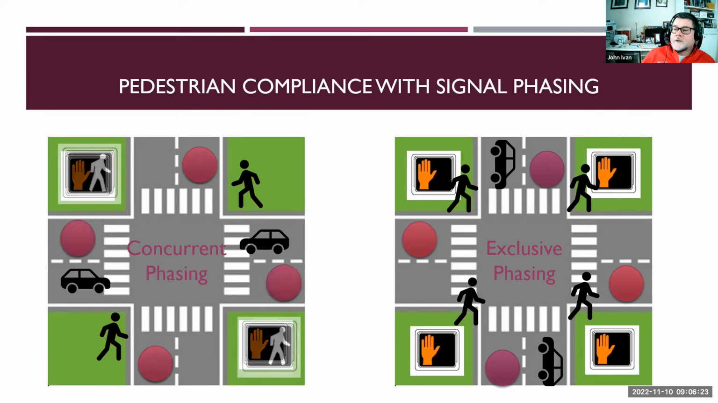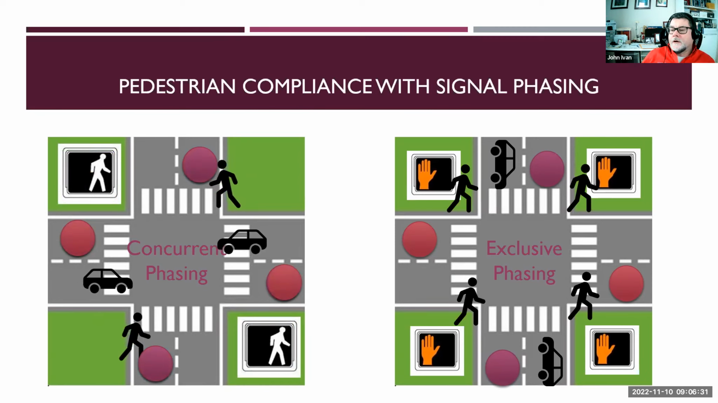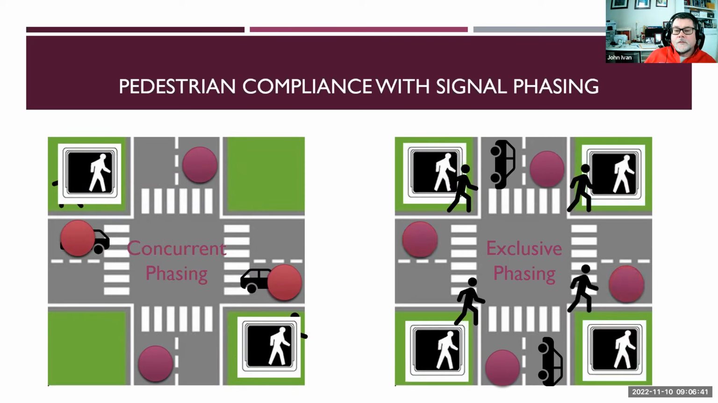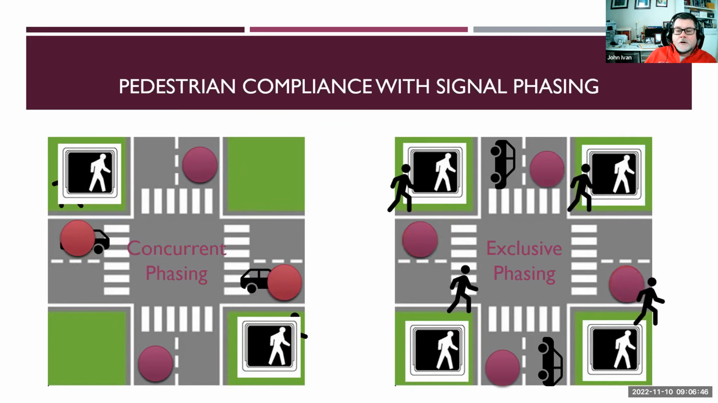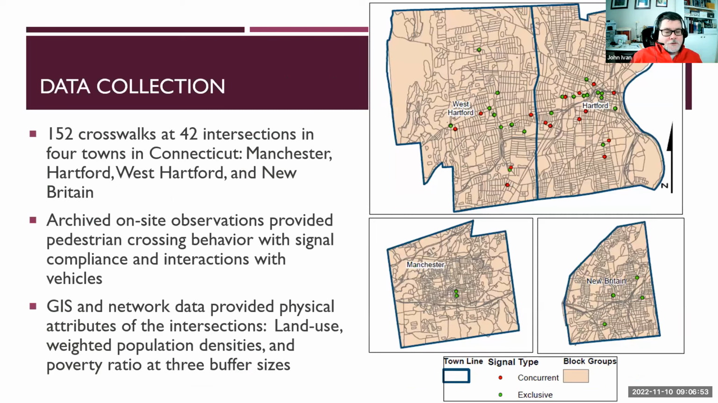So with concurrent phasing, the pedestrians are supposed to cross at the same time as the green light in the direction where they're going, in the direction of the vehicles in which they're crossing. So the pedestrians cross with the vehicles. With exclusive phasing, the pedestrians have their own phase for crossing all crosswalks, and all the vehicles are stopped. And then after the pedestrians, if the walk phase is over, then the signal returns to regular operation.